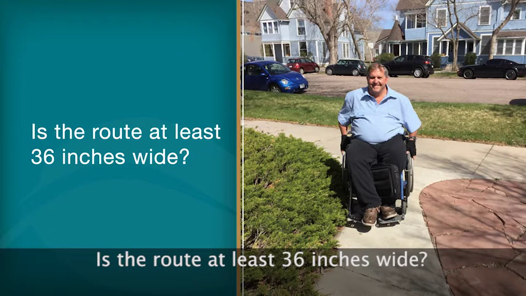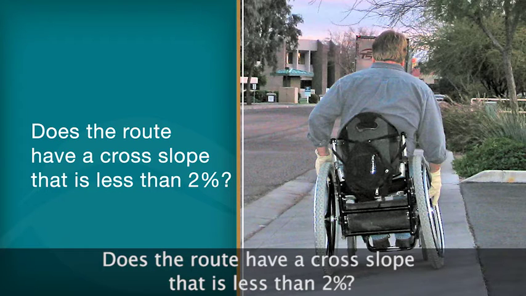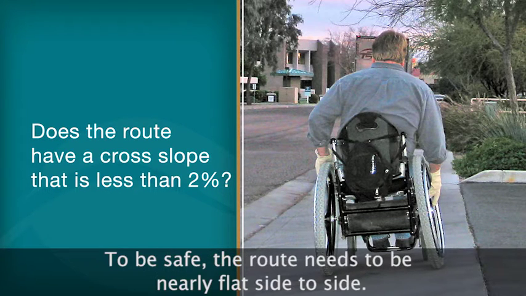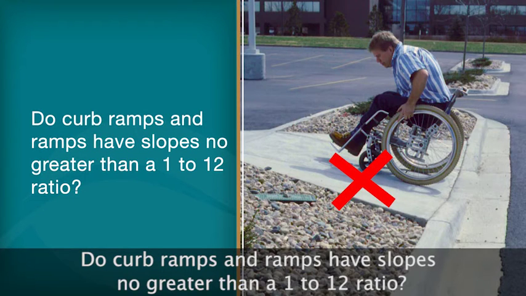Is the route at least 36 inches wide? Is the route stable, firm, and slip-resistant? Does the route have a cross slope that is less than 2%? To be safe, the route needs to be nearly flat, side to side. Do curbs have curb cuts or ramps at drives, parking, and passenger drop-offs? Do curb ramps and ramps have slopes no greater than a 1:12 ratio?